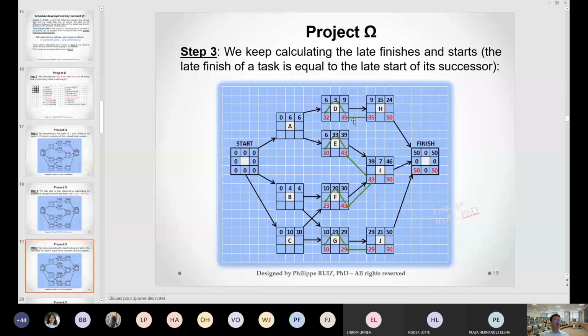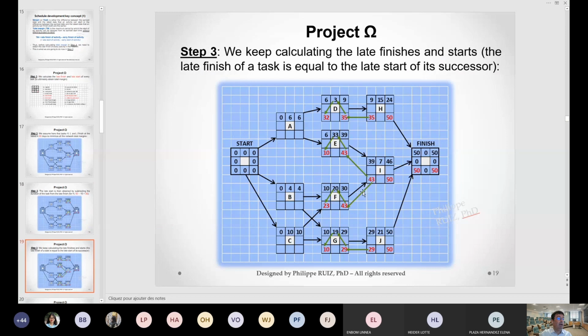The next step is, now that I've computed my late starts, the late start of every activity in the network becomes the late finish of every activity before it. If the late start of H is 35, it means D, that is right before, must finish at the latest on the 35th day. Okay. And then I'm going to continue in my network.